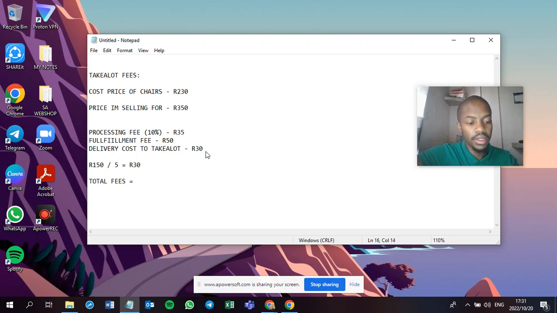Sorry, total fees is 115, right? Okay, that's just the fees for Takealot that they're going to take from you, including the cost that you took out when you sent the items with the courier to Takealot, or even for petrol. But yeah, petrol depends on where you stay, etc. But then I use a courier when I send my stuff, so this is more or less what I came up with.